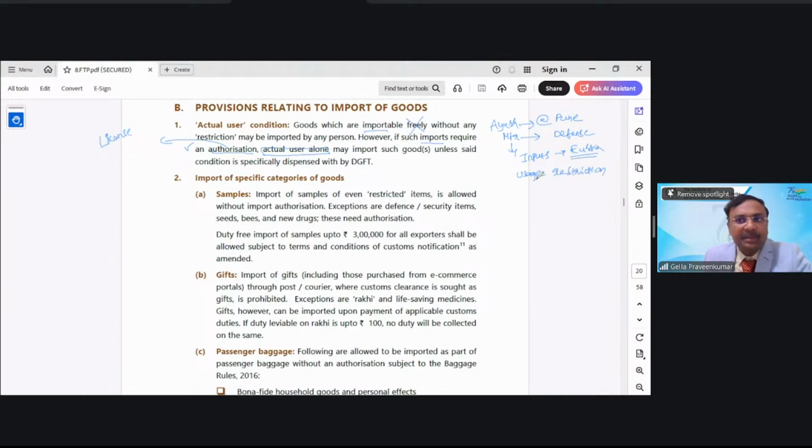Ayush alone is permitted to use those goods. So after usage, what do I have to do? Destruction. Ayush has to destroy them in the presence of the concerned officer of the customs. Now, this is where the declaration has to be provided for actual user condition.